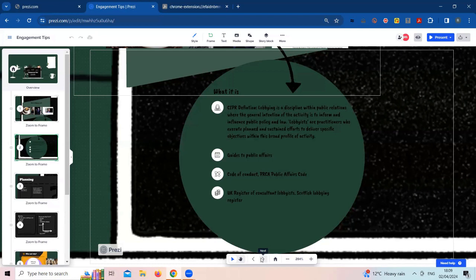Finally, it also points to some of the regulations on this. So there is a UK register of consultant lobbyists, but I think of more relevance for those working in Scotland is the Scottish Lobbying Register. So I just wanted to highlight those things, to give people a bit of a sense of that process and the guardrails around government affairs.